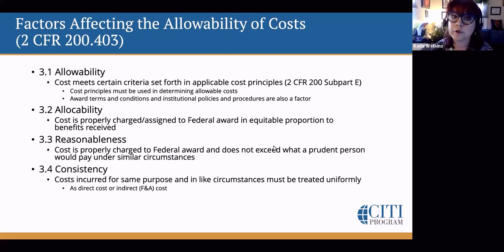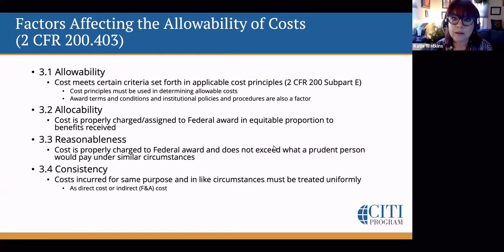And if I can skip forward a little bit to 3.4, when we talk about consistency, we're talking about costs that are incurred for the same purpose and in like circumstances, for example, once a direct cost, always a direct cost. We're also looking at how you apply your own policies and procedures to the costs that come through on federally sponsored projects. So I can't stress enough how important your policies and procedures are to the big picture.